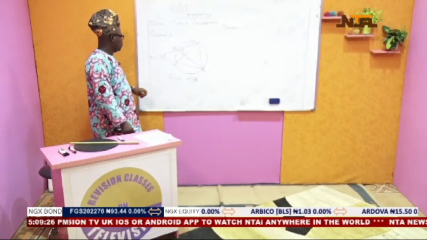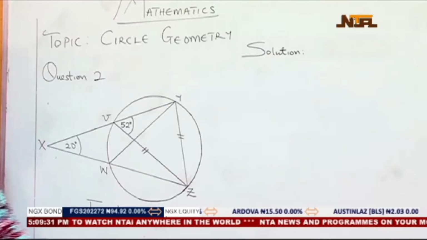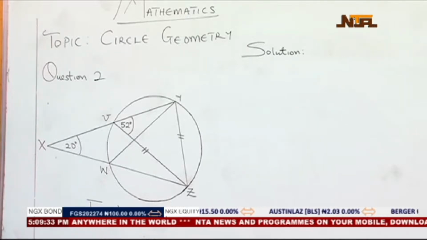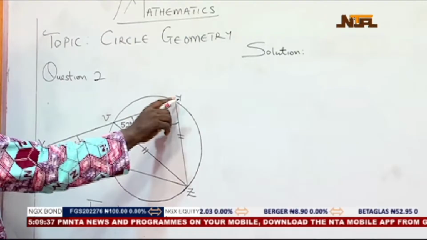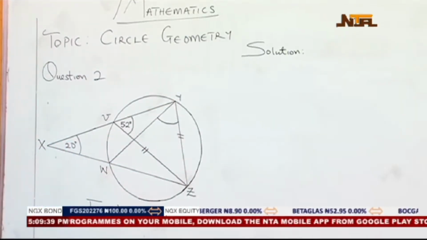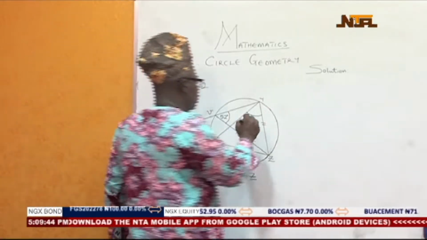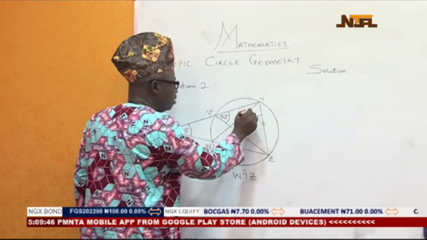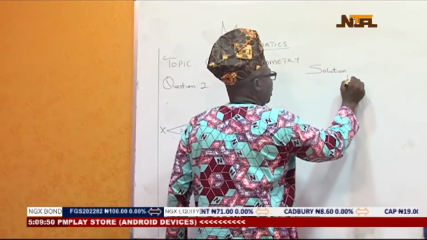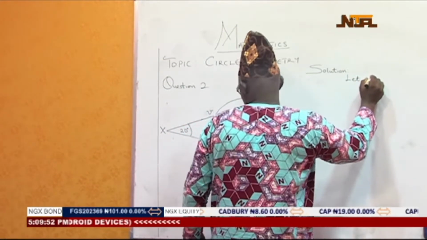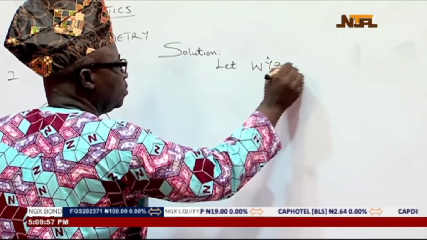In this particular question, we are required to find angle WYZ. So the angle we are looking for is this angle here, WYZ. Now, I'm going to denote that angle we are looking for by X. So I can say, let WYZ be X.